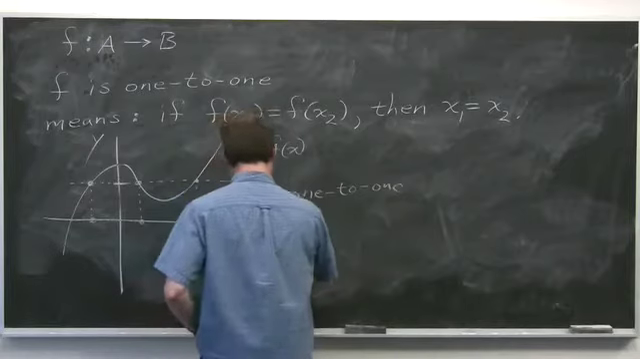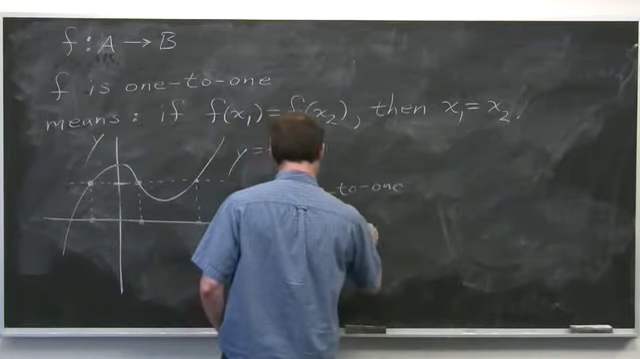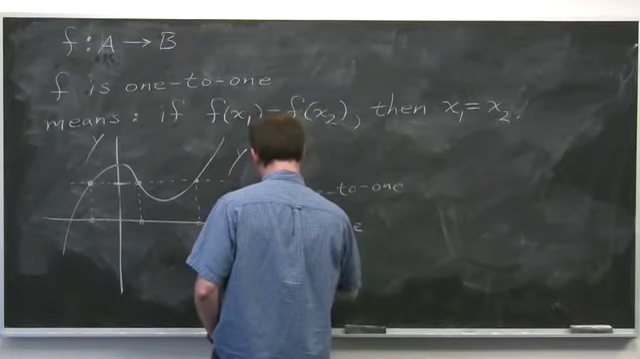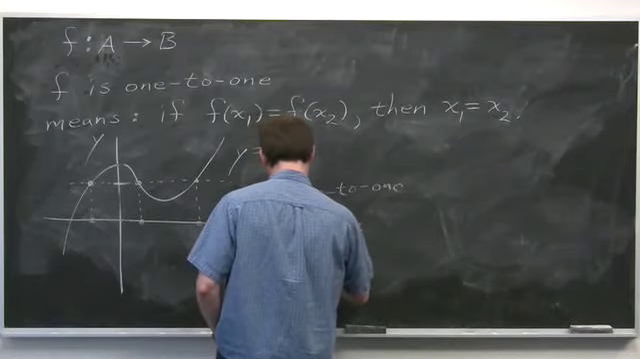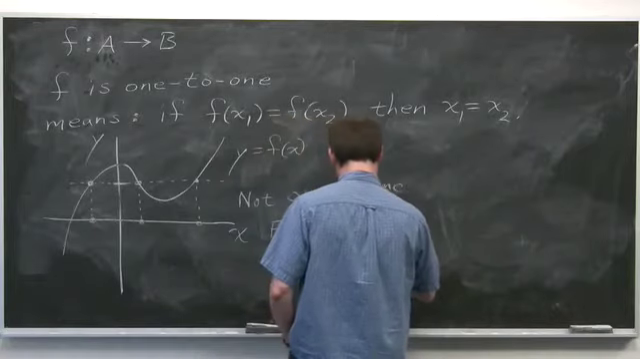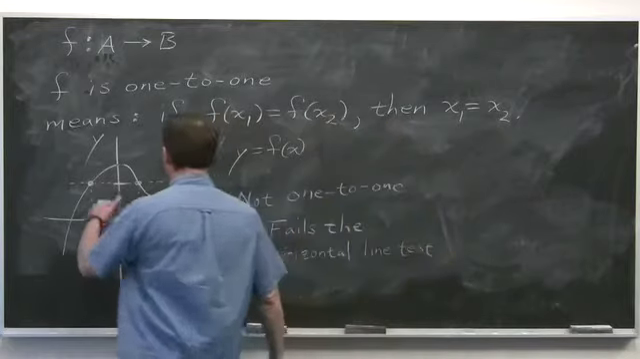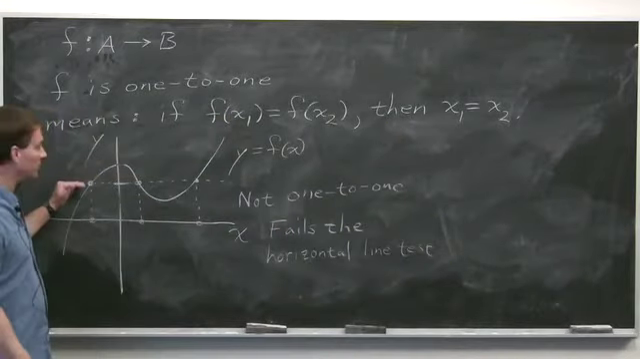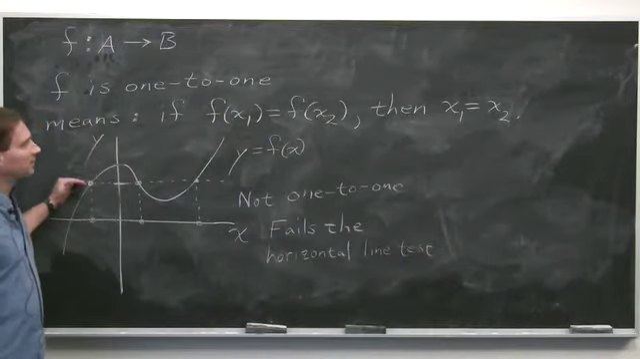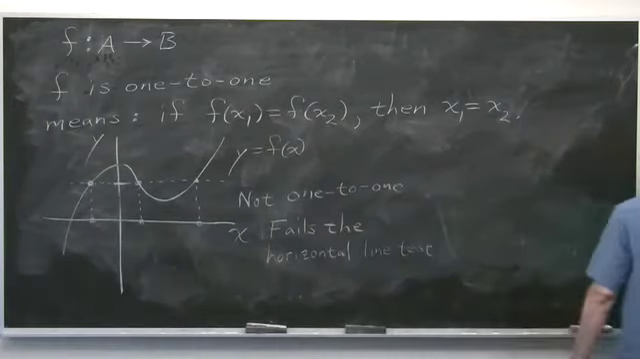And a lot of people say it fails the horizontal line test, which is something you can use if you have the graph of the function. Right? If there's a horizontal line that hits the graph more than once, the function is not 1 to 1. All right, that's 1 to 1. There's also the notion of onto.